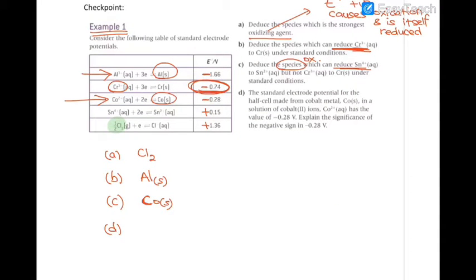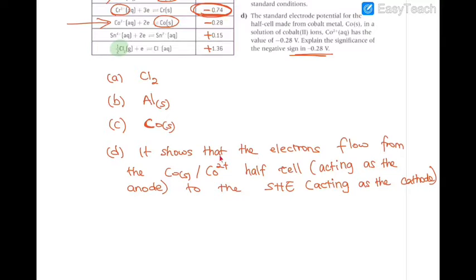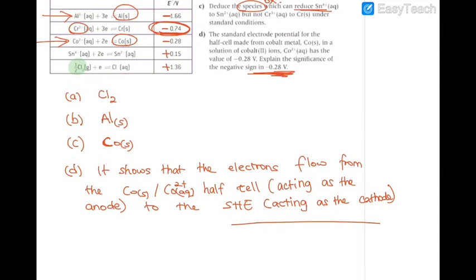Then you have to explain the meaning of the negative sign when it's connected to a standard hydrogen electrode. So this means that the electron flows from the Co2+ half cell. So this acts as the anode, and the electron will flow to the standard hydrogen electrode, which acts as the cathode. That's why it's negative. If it's positive, it means that it's the standard hydrogen electrode that's acting as the anode.